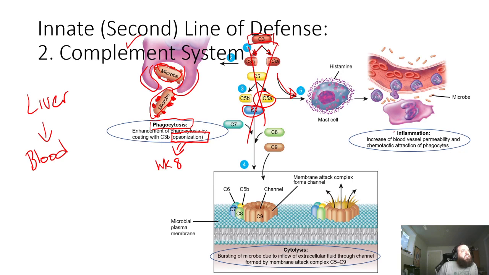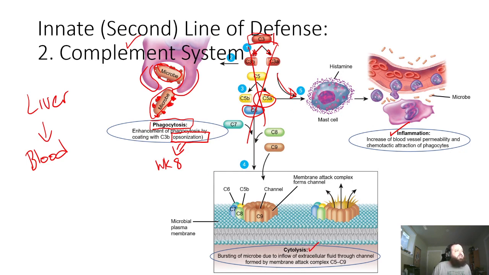The second thing that complement does is inflammation. And I won't spend too much time talking about that here because the next lecture will be on inflammation in detail. But basically inflammation will, as the slide says, increase blood vessel permeability, increase actually the attraction of a region of the body to various phagocytic cells, the neutrophils in particular. So that's what complement does, phagocytosis, inflammation.